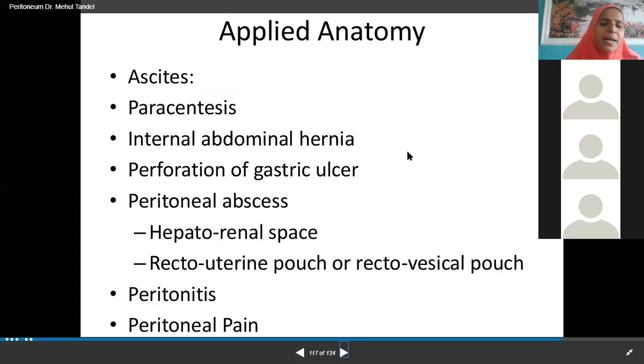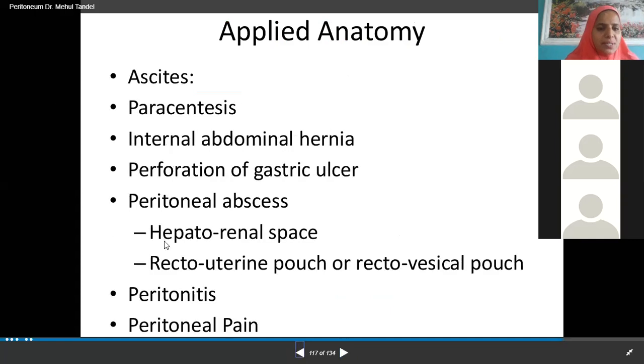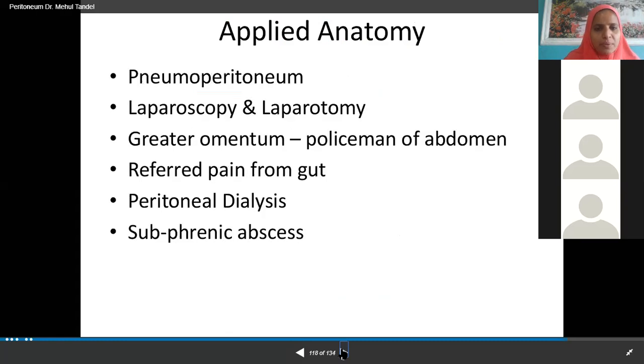Now coming to the applied aspects. Under the applied aspects, we have ascites, paracentesis. I will elaborate all these terms. Only the names are given here. Paracentesis, we will elaborate. Then laparoscopy, referred pain, dialysis, subphrenic abscess.